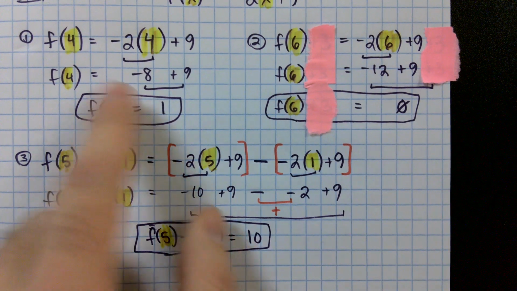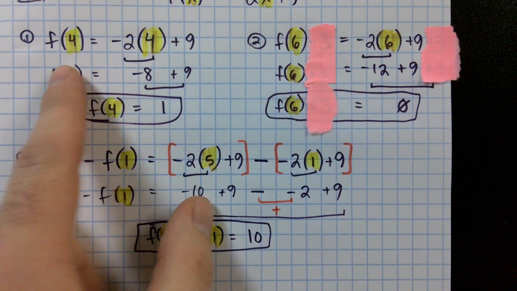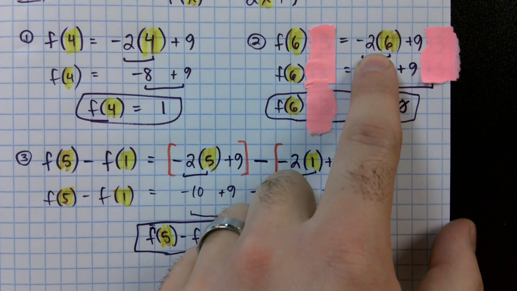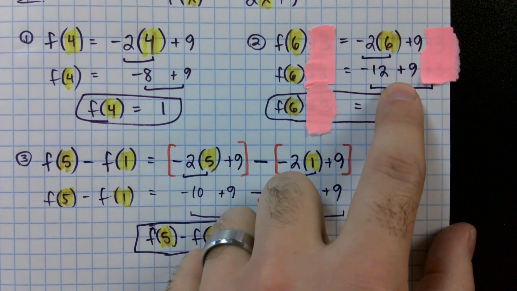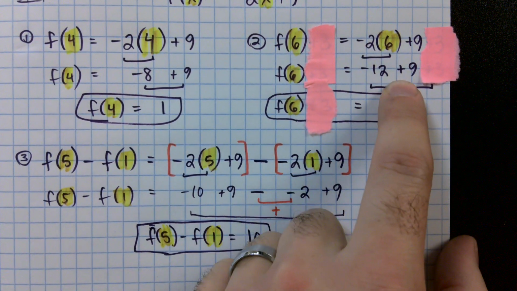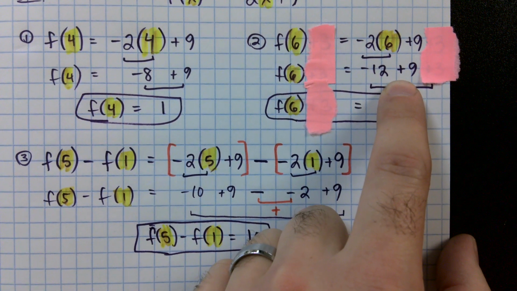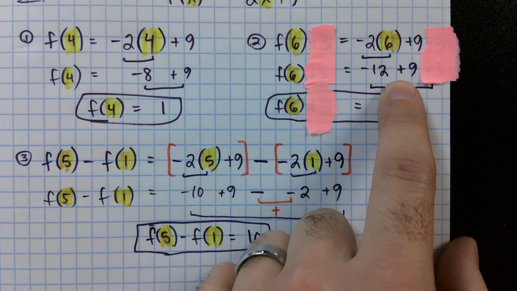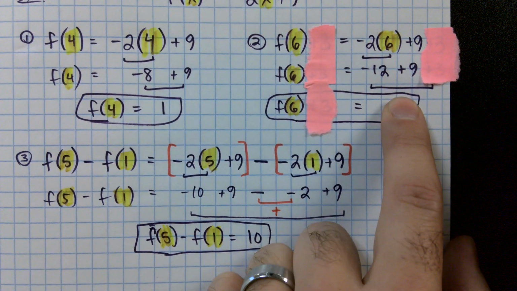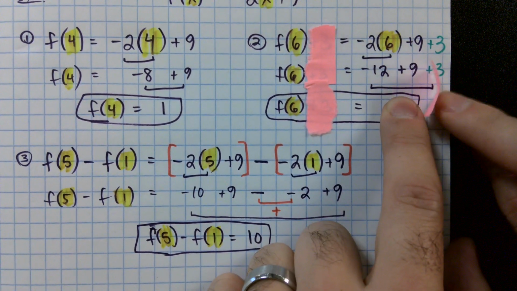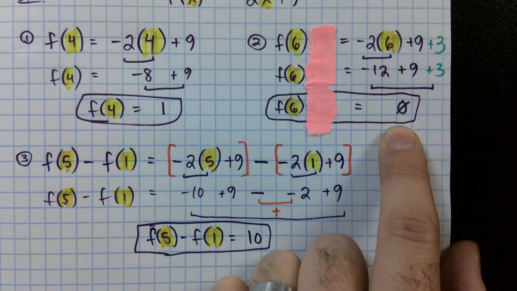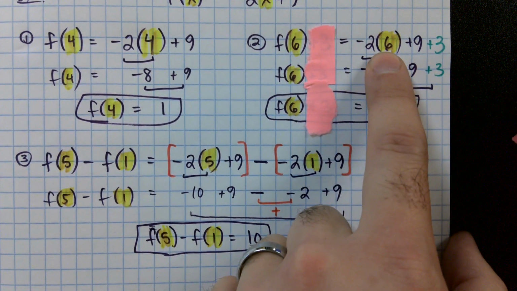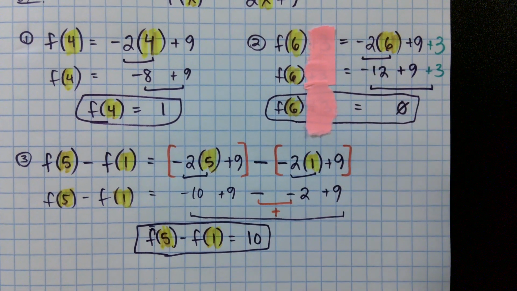Number 1 made sense, you said, right? Okay. So let's say it's f of 6. We plug in the 6, right? We get negative 12 plus 9. Anthony, what's negative 12 plus 9? Negative 3. Okay, we get negative 3. What's negative 3 plus 3? 0. Boom, there it is. So if evaluating made sense, all we're doing is just adding 3 on the end.